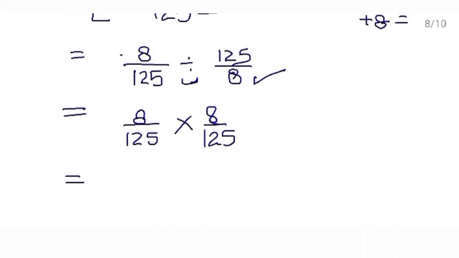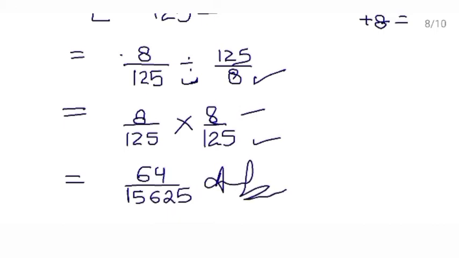So simply calculate it, multiply the numerators. 8 multiply 8 is 64. Multiply the denominators. 125 multiply 125, which is 15,625. This is your answer.